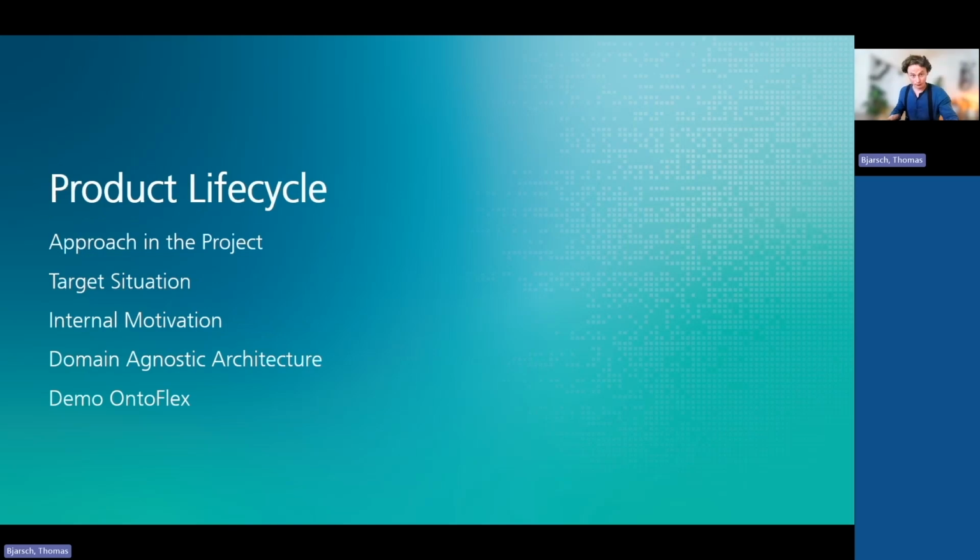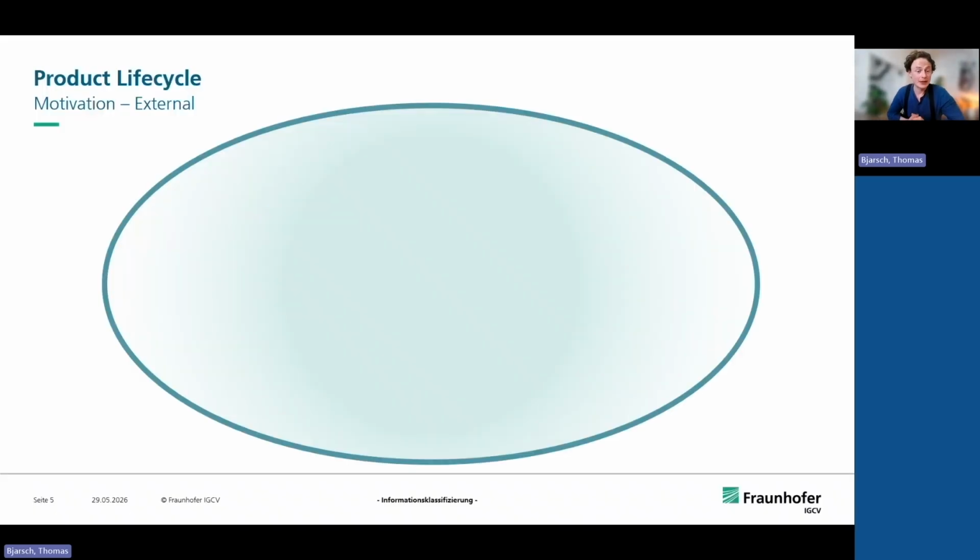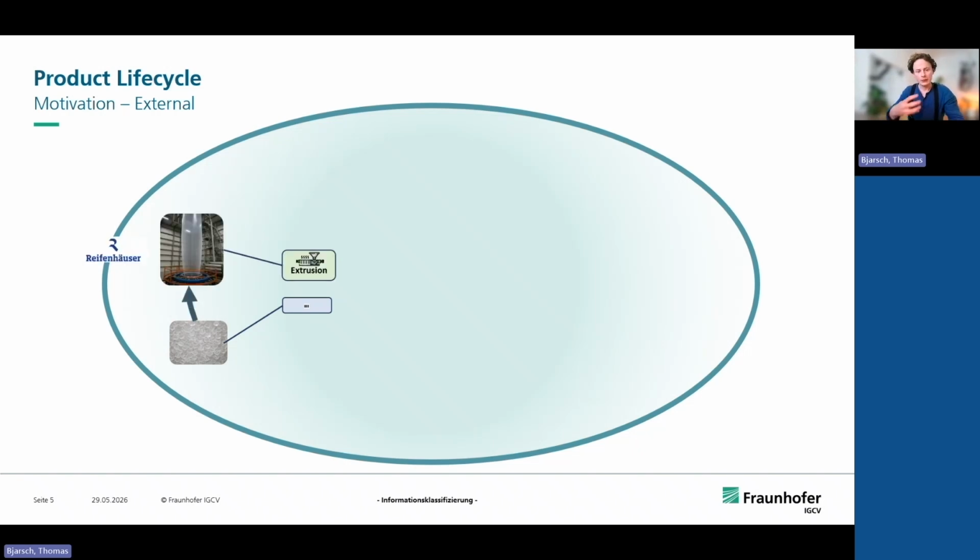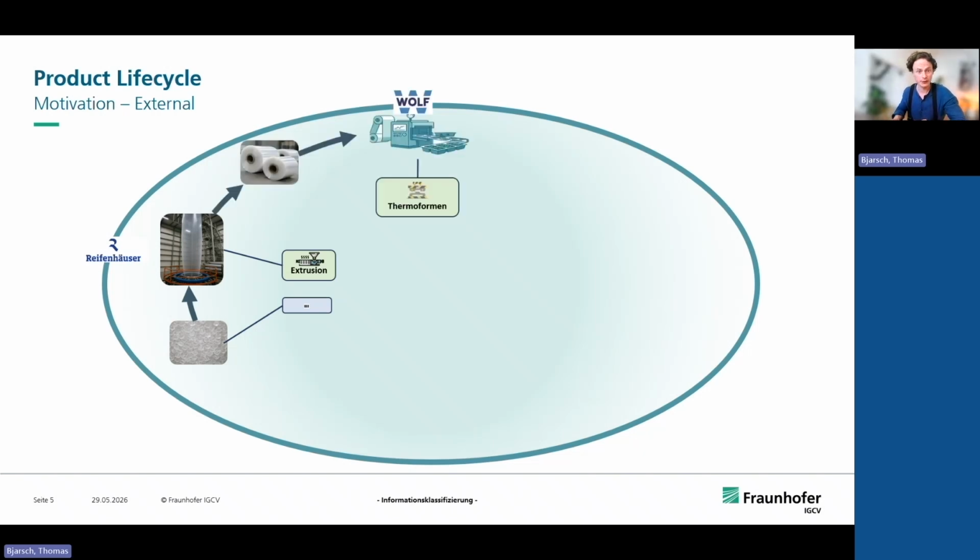Let's start with the product life cycle. It all starts with granulate. In this case, it's just small drops of PET. That's fresh, so we buy it in the project. It's about 20 tons or 15 tons. This goes to Reifenhäuser. Reifenhäuser is a machine manufacturer for producing foils. In the project, they will produce foils out of this granulate.